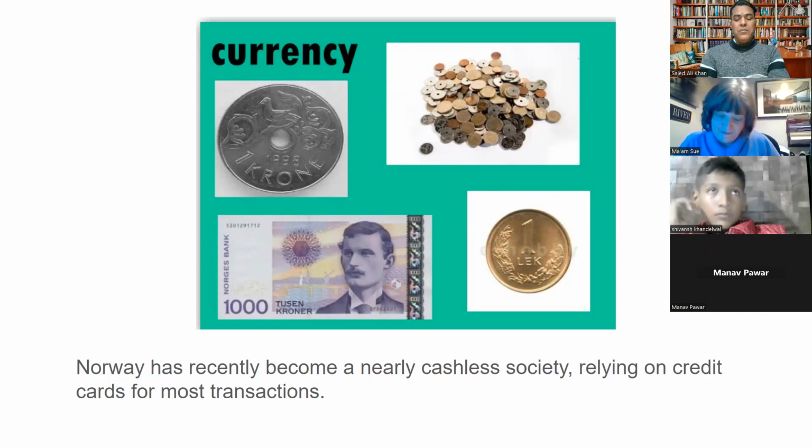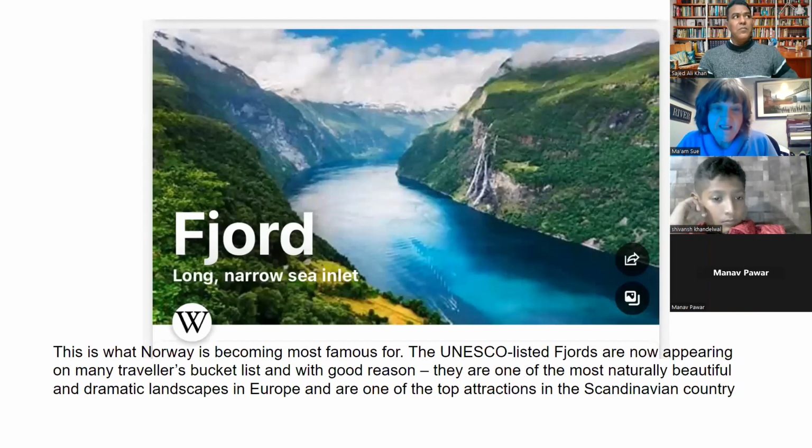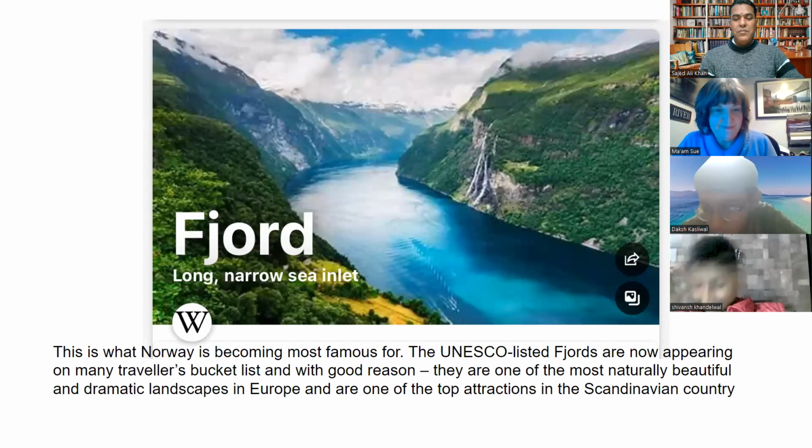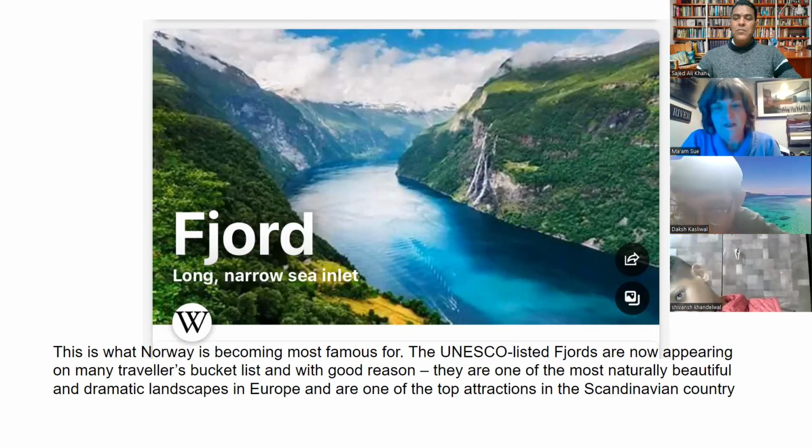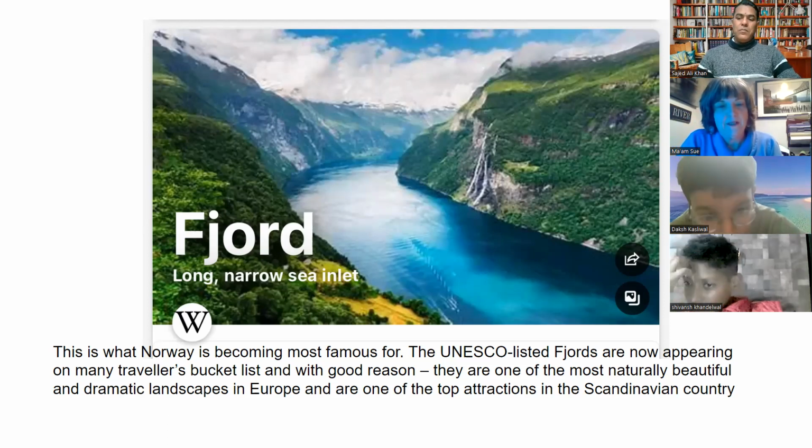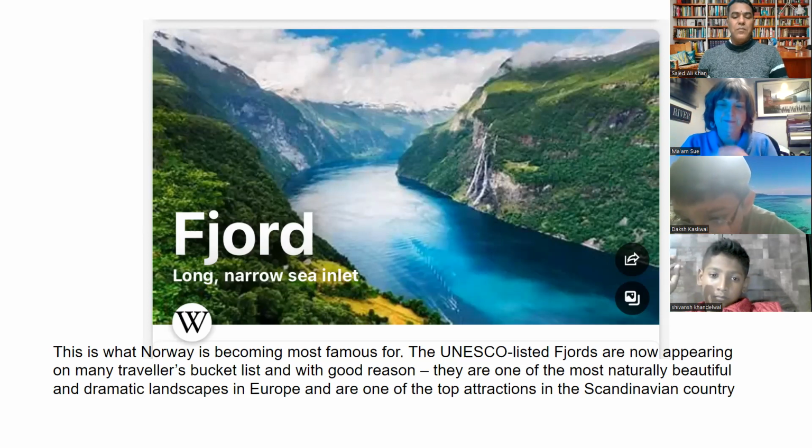So let's go to the next slide. And this is the fjord. And Dutch, can you read that, please? Yes, ma'am. This is what Norway is becoming most famous for. The UNESCO list fjords are now appearing on many travelers' bucket list, and with good reason. They are one of the most naturally beautiful and dramatic landscapes in Europe, and are one of the top attractions in any Scandinavian country.